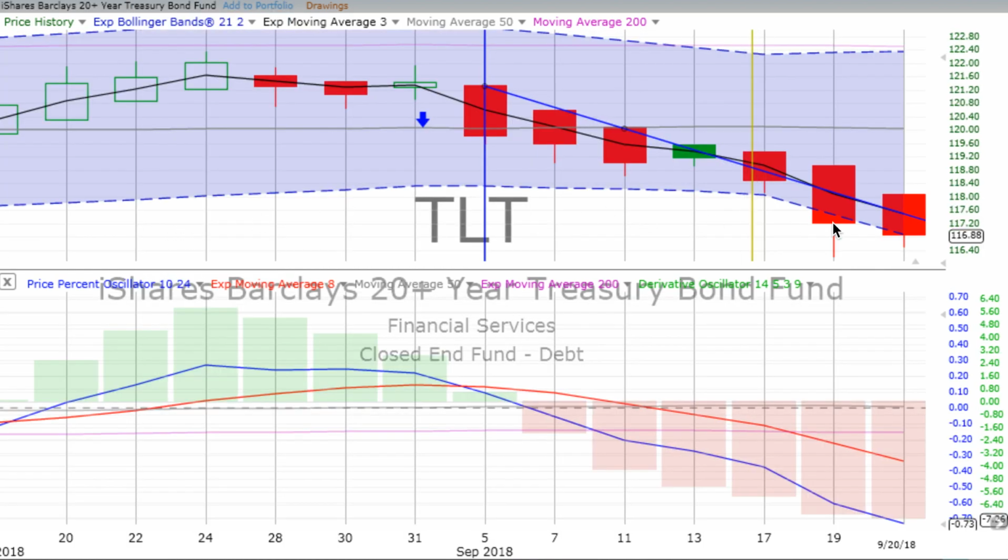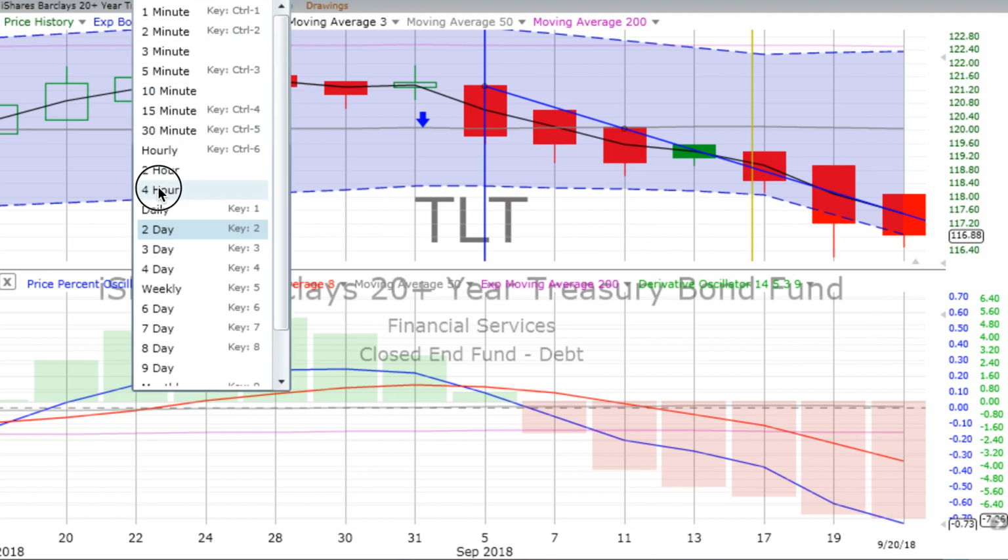Don't have one yet. And of course, we see that, again, the Heiken Ashi candlestick is drawn differently, even though it was up for the day. We have average pace down on our Heiken Ashi candlesticks, derivative oscillator gaining momentum, price percent oscillator heading down. Also, we go to the 4-hour chart.